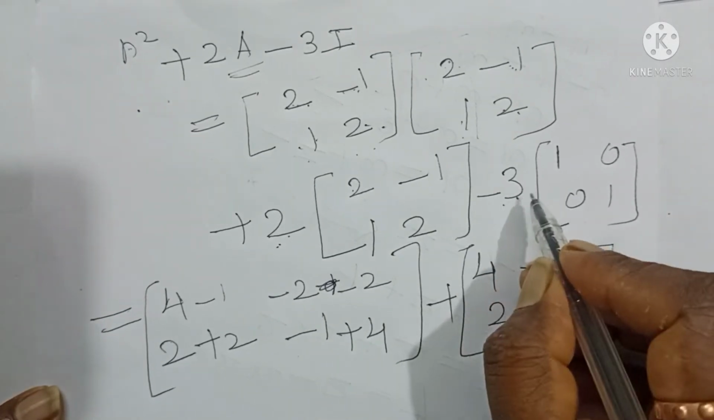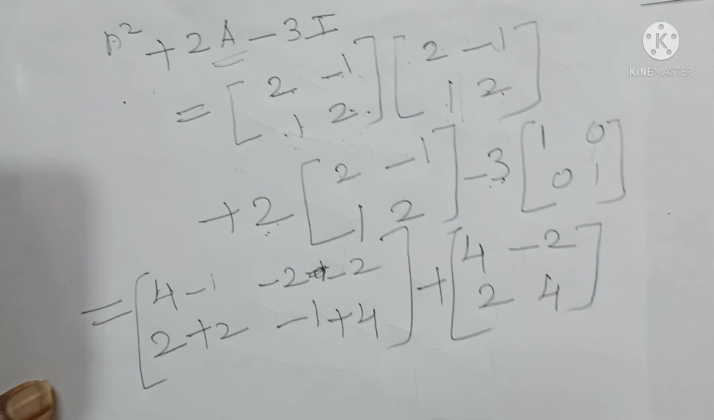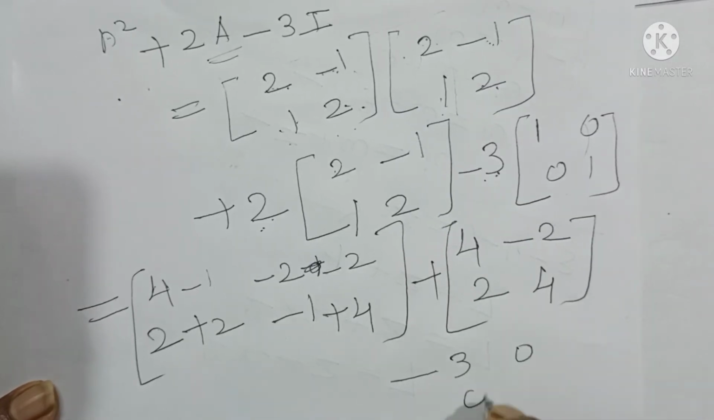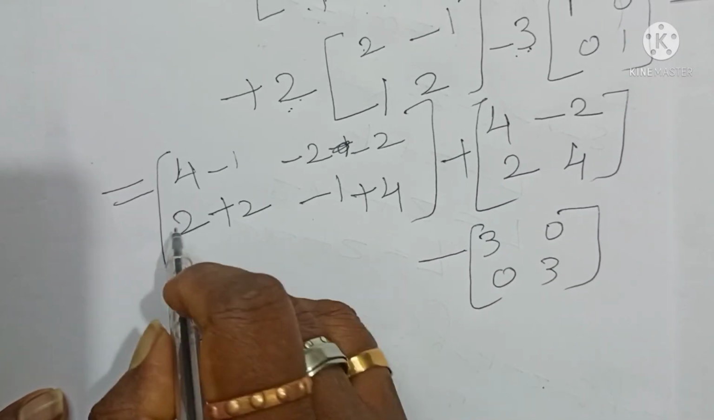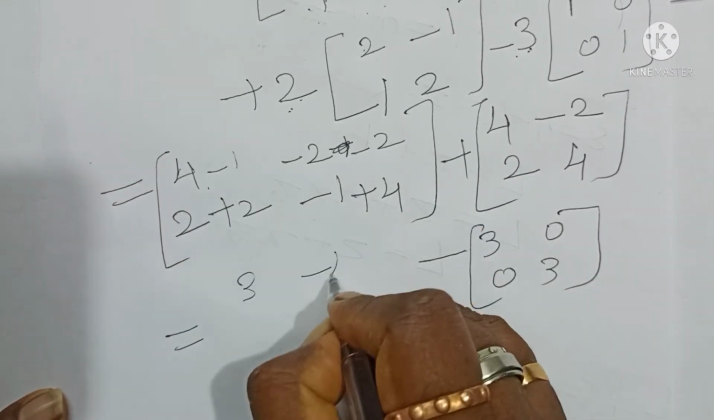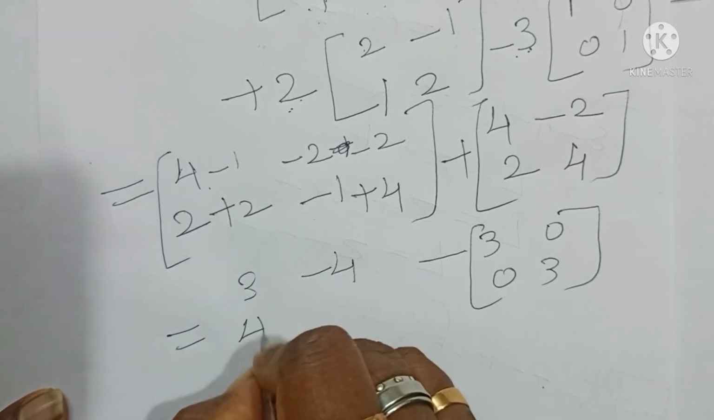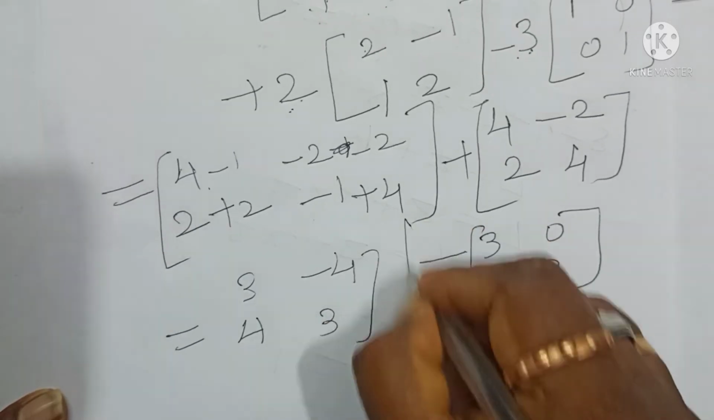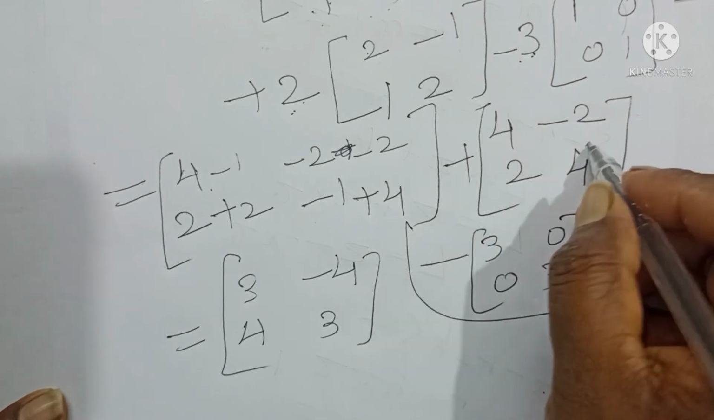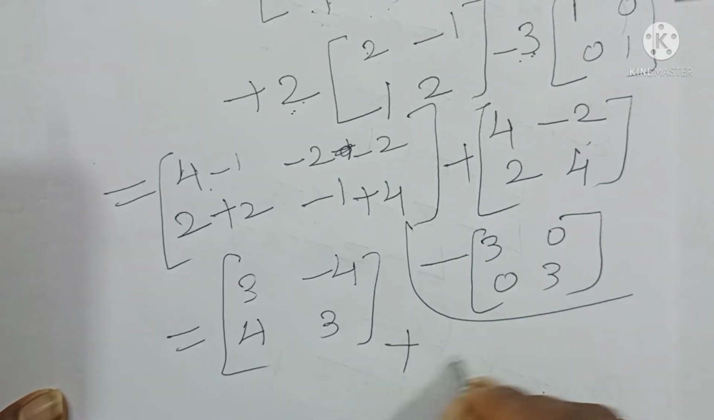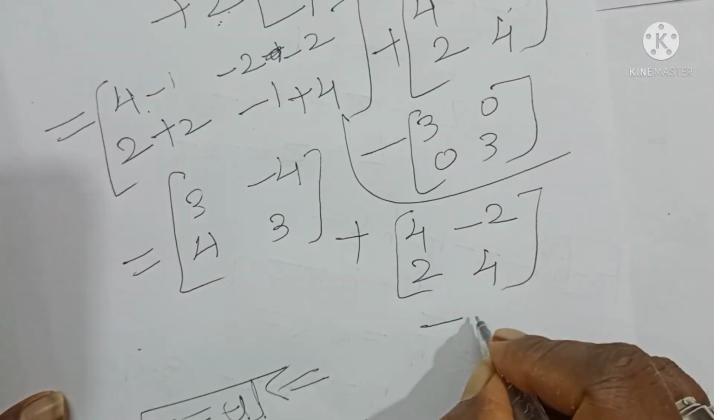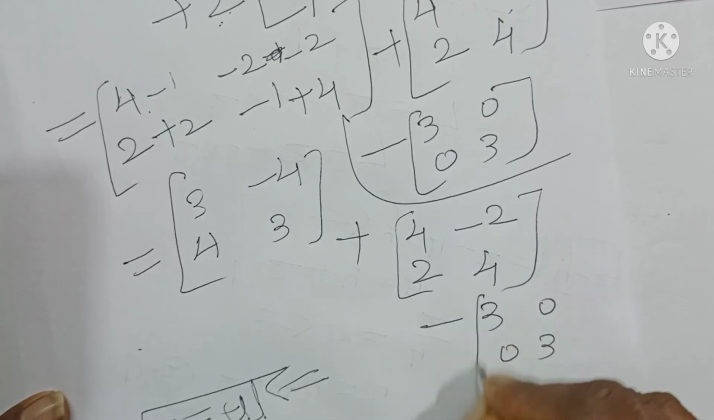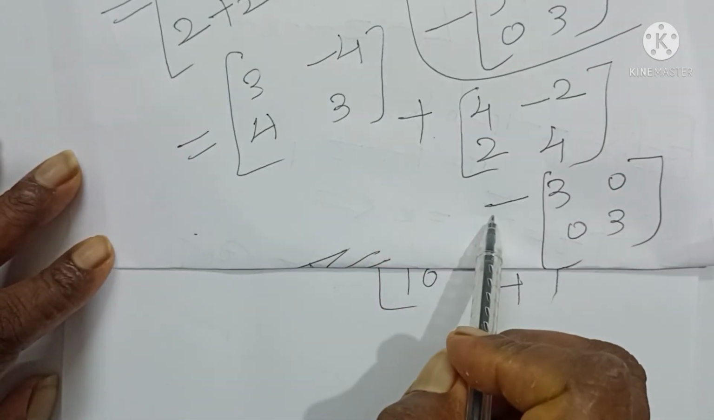Then you have to multiply 3 with this. So minus 3, 0, 0, 3. Which is equal to, you have to simplify this one. 3 minus 4, then 4, then 3. Then the balance you have to write like this. So plus 4 minus 2, 2, 4, then minus 3, 0, 0, 3. So here plus sign, here minus sign.